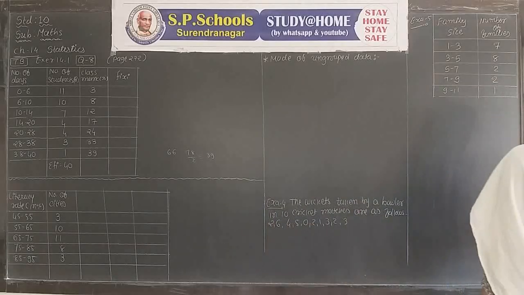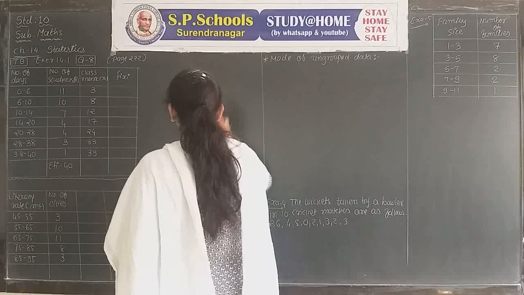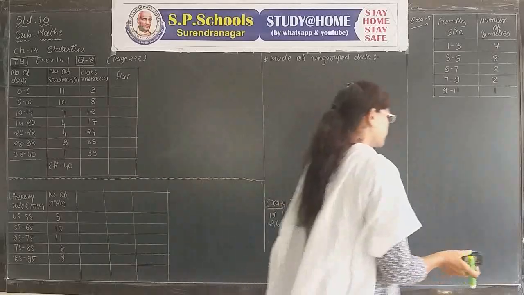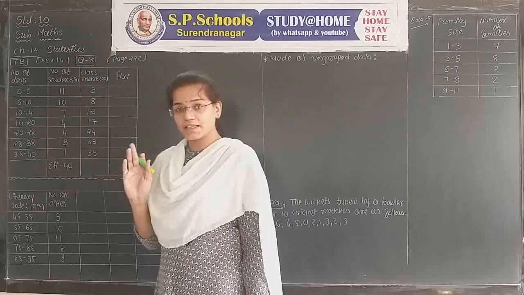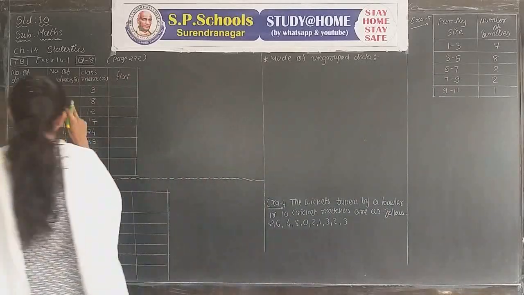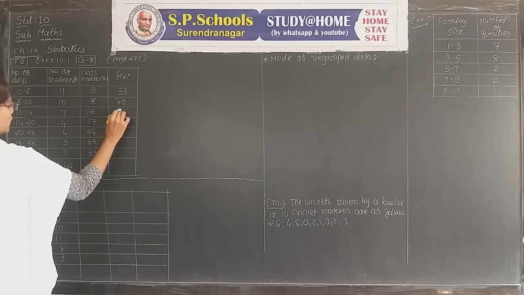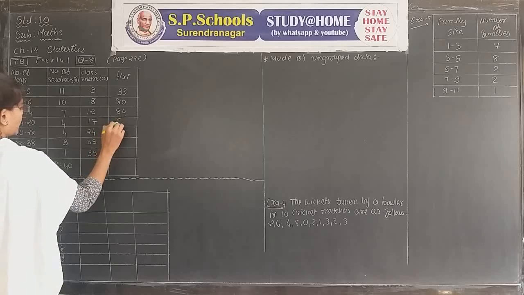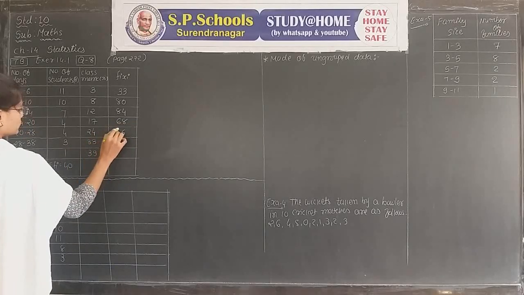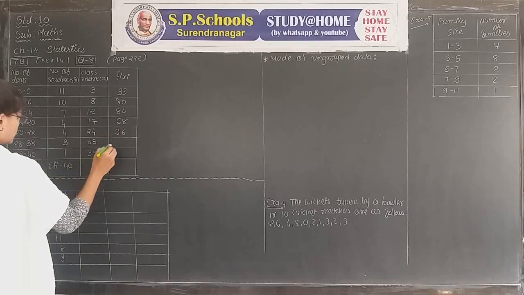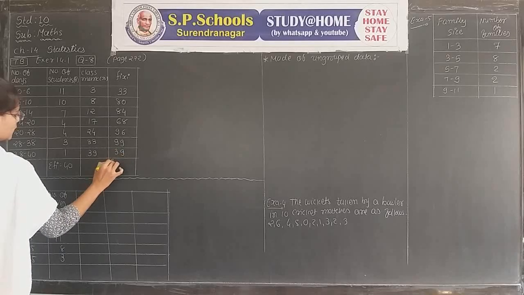Here we are using the class marks formula to find the class mark of each and every class interval, because in each class interval the class sizes are different. Now we multiply Fi and Xi. 11 threes are 33, 80, 84, 17 fours are 68, 24 fours are 96, 33 threes are 99 and 39.